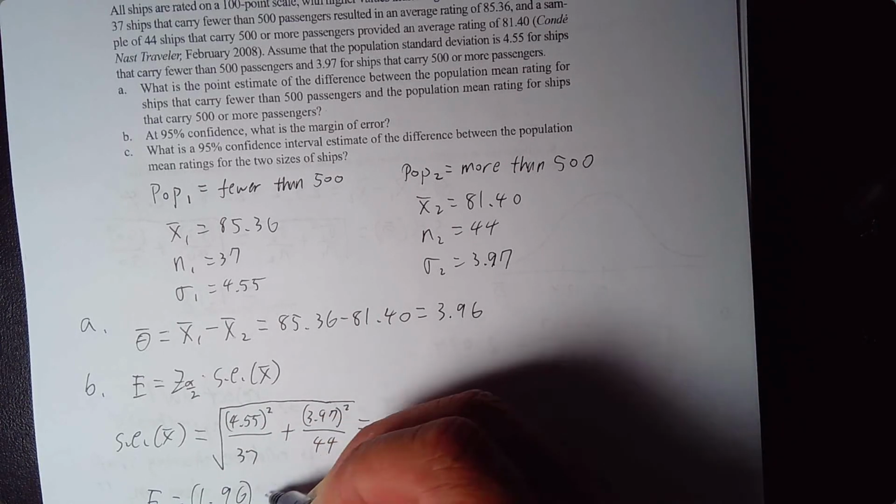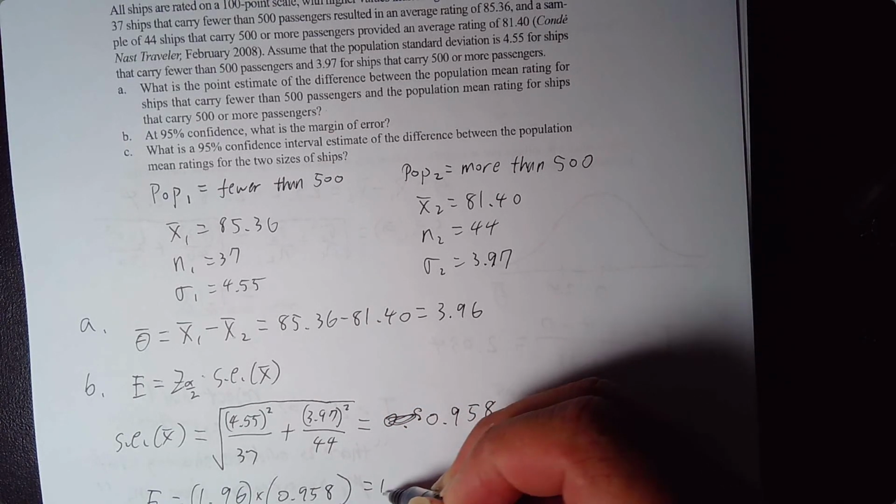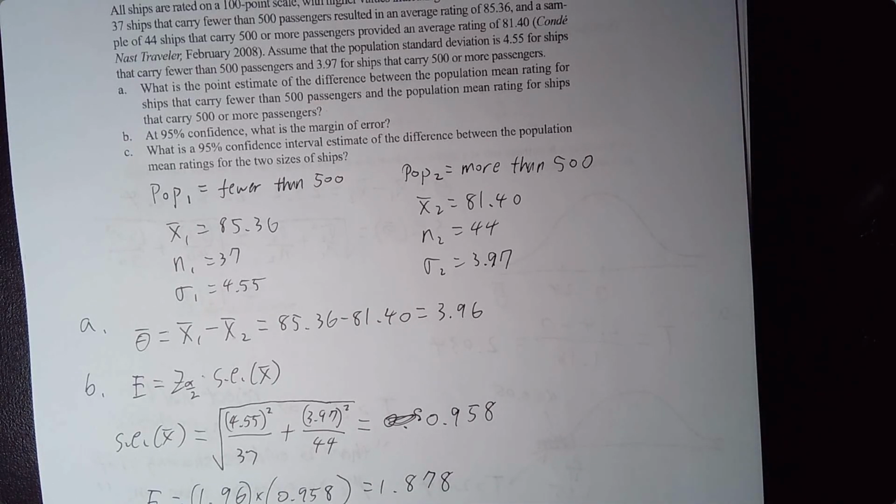Then our margin of error equals 1.96, which we looked up before already, times 0.958, which equals 1.878. That is our margin of error.